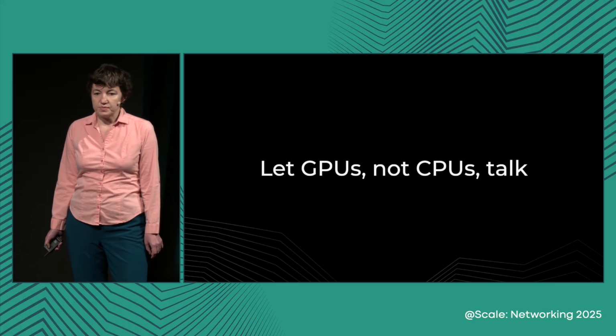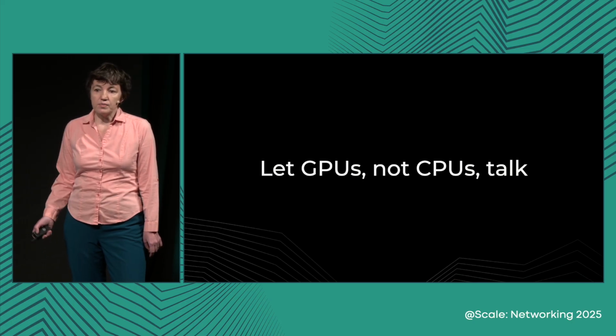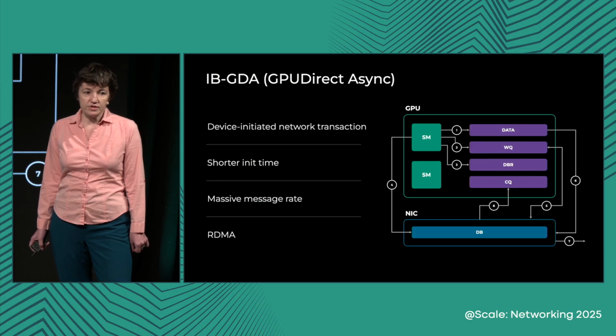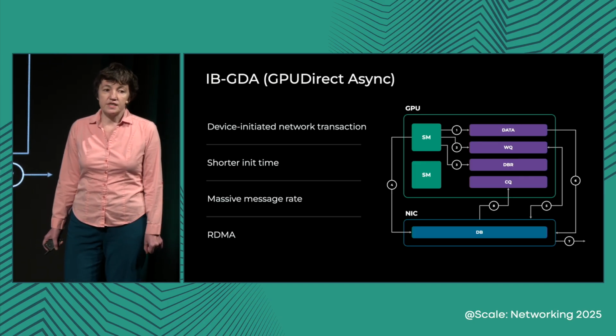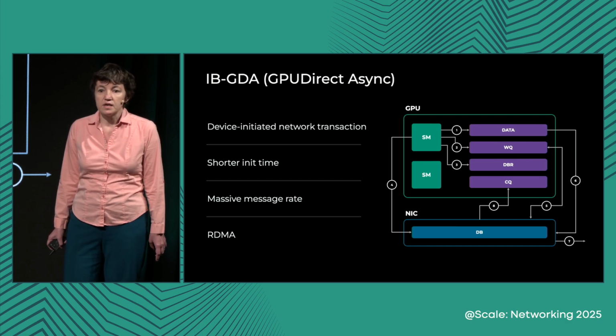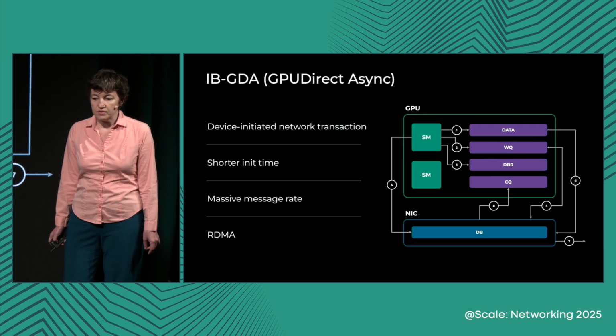It has been working for multiple years, but what we want to do is let GPUs, not CPUs, talk. Why? Because modern NICs can actually process the messages at a massive rate, hundreds of millions of requests per second. When we have just a single CPU thread, it cannot saturate this rate of messages. And if we want to do a fine-grained communication when we are sending small messages because we want to implement some custom algorithm that doesn't require us to send megabytes and gigabytes of data, we want to saturate the NIC with small messages, and for this, we need to be able to originate messages directly on the GPU.